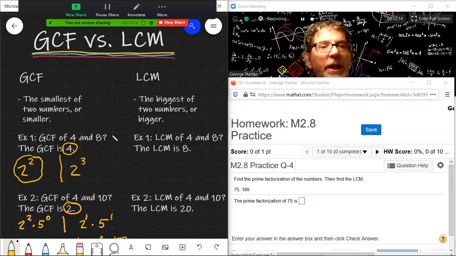I'm going to use the same numbers. Instead of finding the GCF, now we're finding the LCM. What is the LCM of 4 and 8? Well, we're looking at the biggest, so 8 is the LCM. Why is 8 the LCM? Because 4 divides evenly into 8, and 8 divides evenly into 8.